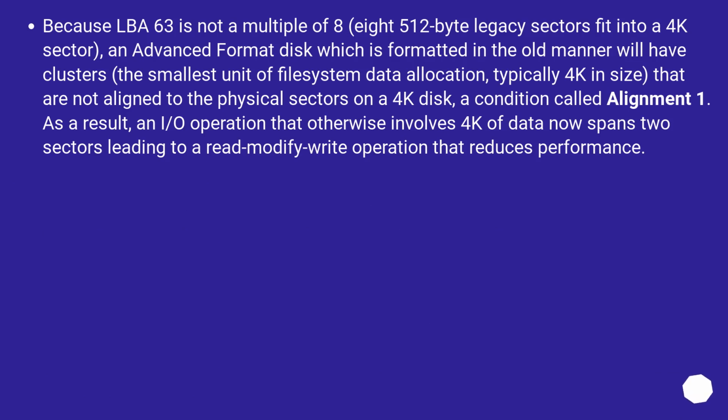Because LBA63 is not a multiple of 8, 512-byte legacy sectors fit into a 4K sector. An advanced format disk which is formatted in the old manner will have clusters, the smallest unit of file system data allocation, typically 4K in size, that are not aligned to the physical sectors on a 4K disk, a condition called misalignment. As a result, an I/O operation that otherwise involves 4K of data now spans 2 sectors, leading to a read-modify-write operation that reduces performance.